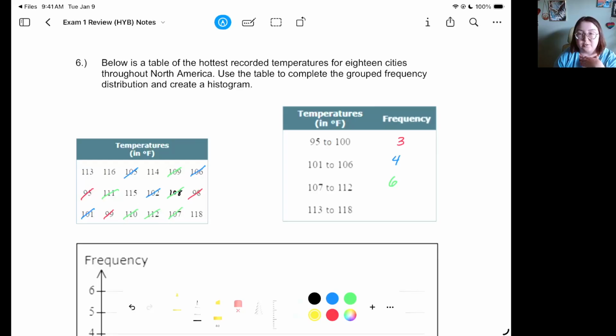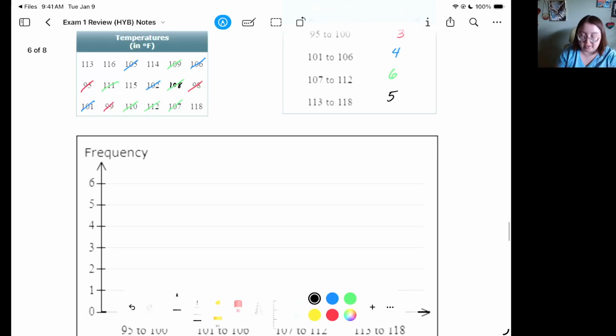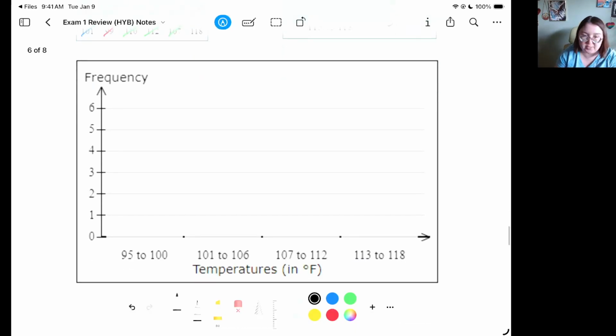And then we'll do our last one. So this one, we can really just count. We don't even need to cross them out anymore since they're the only ones not crossed out. We would do 113 to 118. We just want to verify that they do work. Yes, yes, yes, yes, and yes. So that's 1, 2, 3, 4, and 5. So then we have our frequencies 3, 4, 6, and 5. Those are going to correspond to our frequency on our histogram.